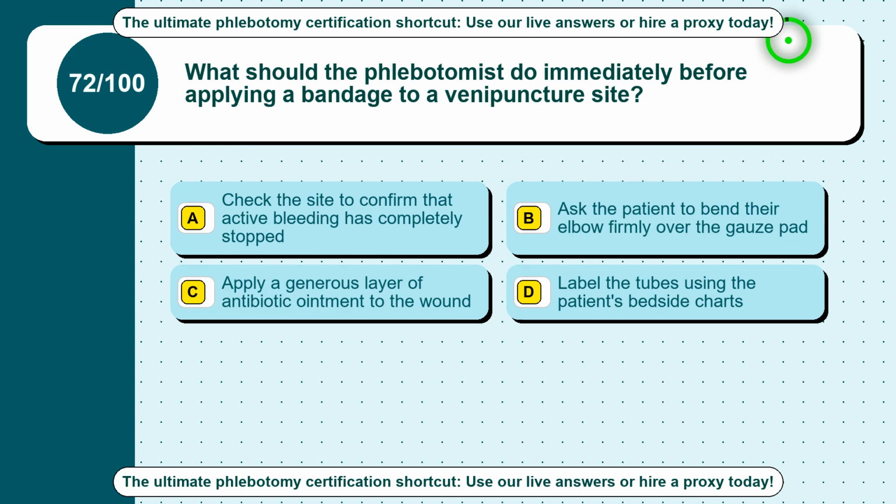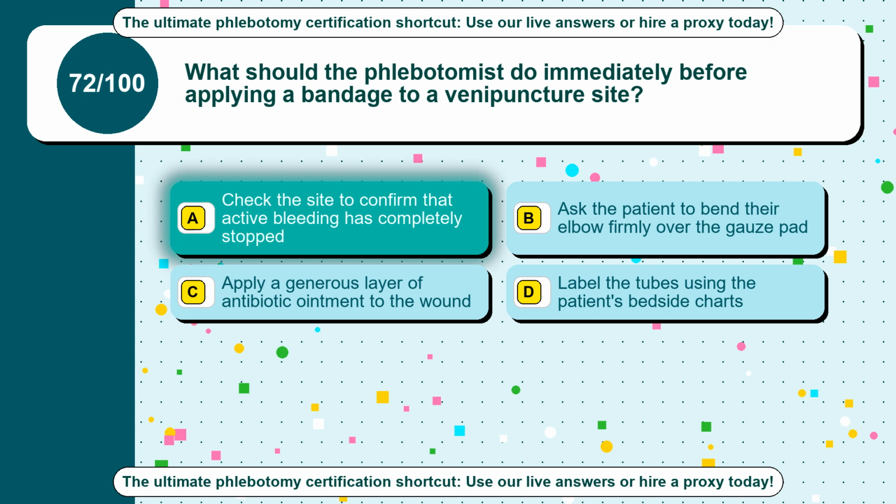Question 72. What should the phlebotomist do immediately before applying a bandage to a venipuncture site? Option A. Check the site to confirm that active bleeding has completely stopped. Option B. Ask the patient to bend their elbow firmly over the gauze pad. Option C. Apply a generous layer of antibiotic ointment to the wound. Option D. Label the tubes using the patient's bedside charts.